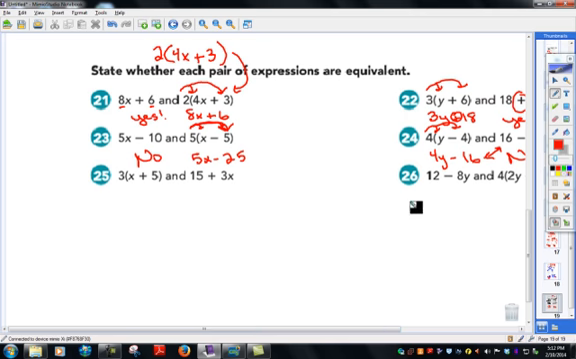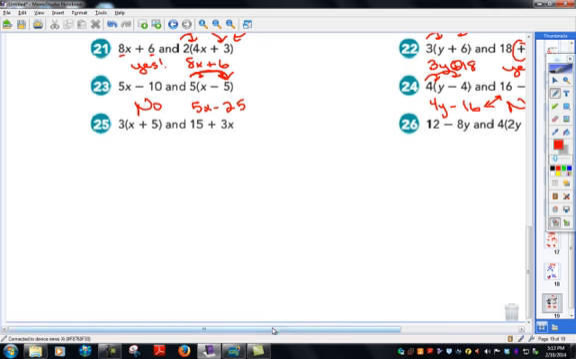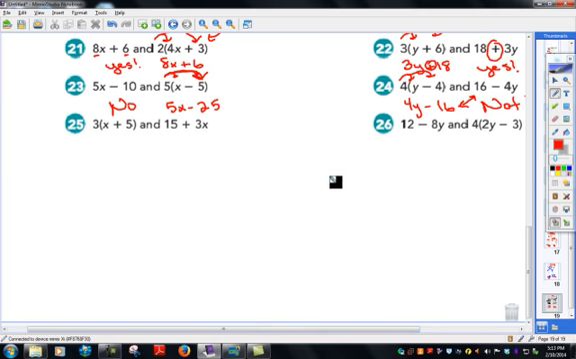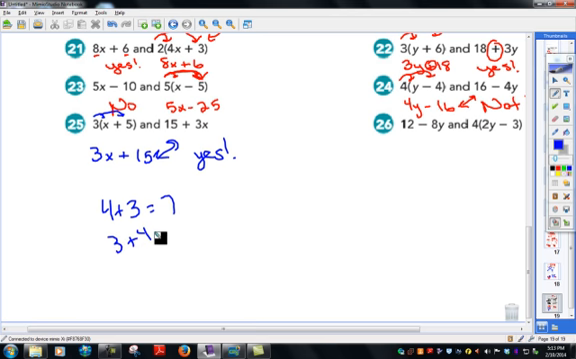You guys go ahead and try 25 and 26. Okay, here we go. Do these last two and we'll be done. We got to distribute this. 3 times x will be 3x. Plus 3 times 5 is 15. Are those the same? Yes, of course they are, because of the commutative property of addition. You can move them around. Again, 4 plus 3 equals 7. 3 plus 4 equals 7.